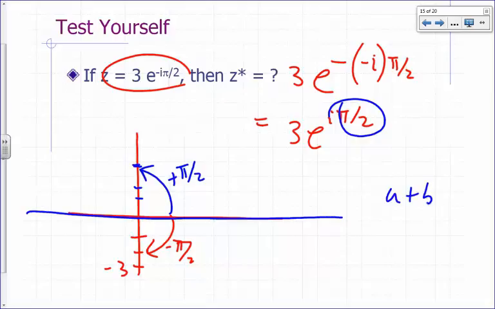Why is that? Remember, you do a plus bi and a minus bi. You're just changing the imaginary component. If the imaginary component is positive, the complex conjugate will have a negative imaginary component. If the imaginary component is negative, then the complex conjugate would have the opposite imaginary component. So that's your z star.